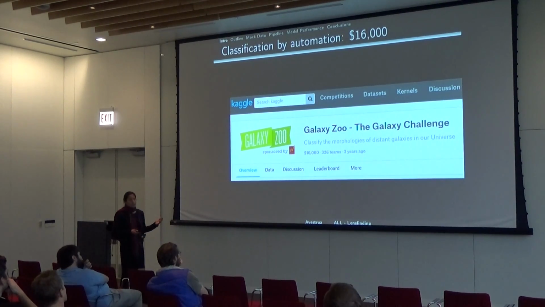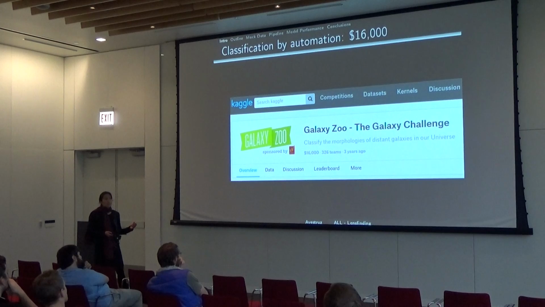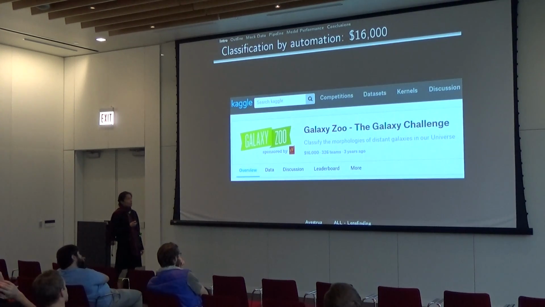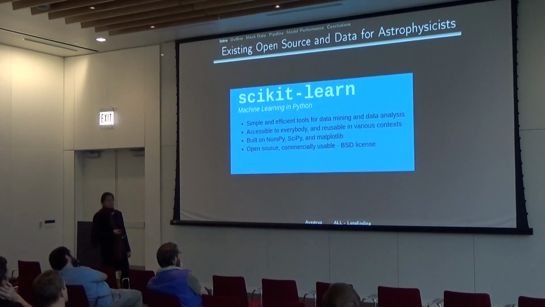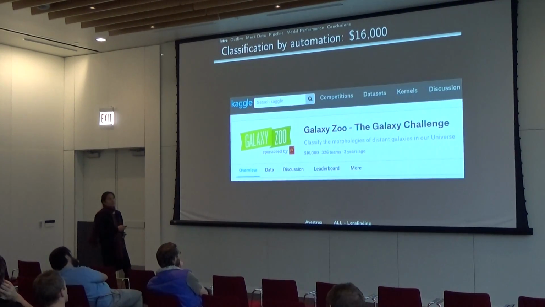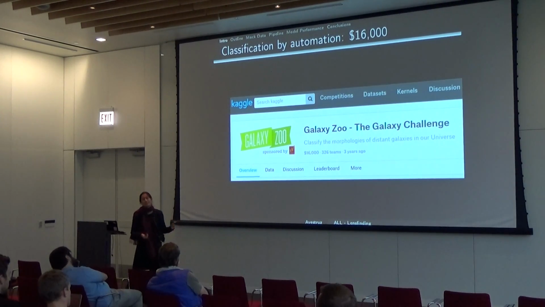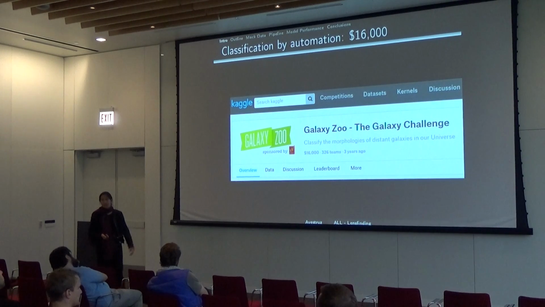And what this tells us is that the field is moving to a point where automation is very much going to be crucial in our ability to move forward and make more scientific discovery. Yes, this was won by someone who's now, I think, in data science. He's not an astronomer, he's a computer scientist who got the top prize.